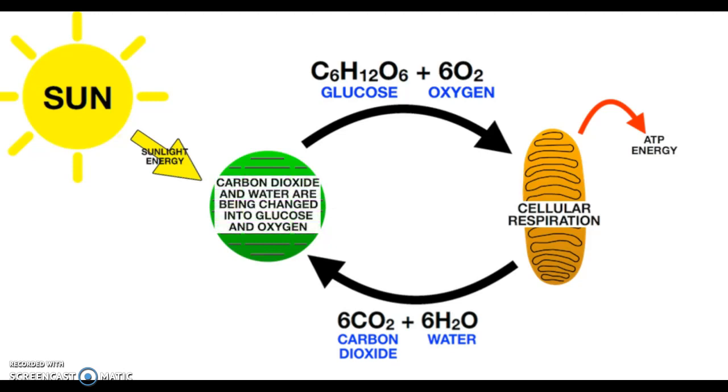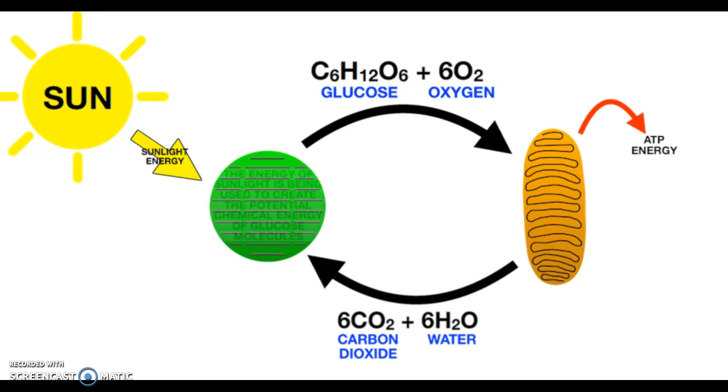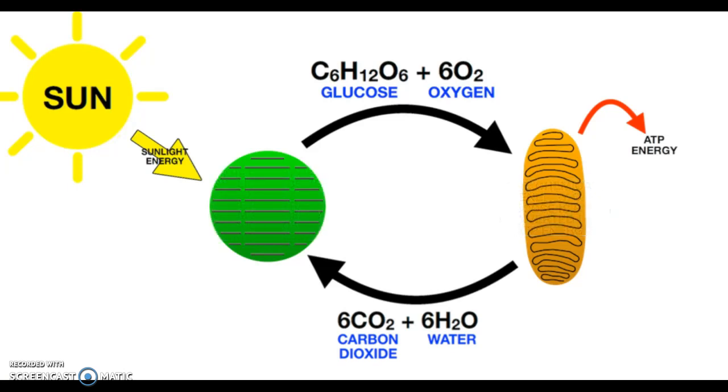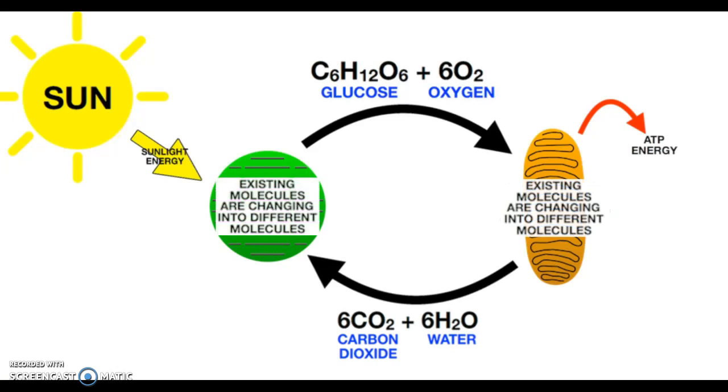Carbon dioxide and water are being changed into glucose and oxygen inside of the chloroplast, and inside of the mitochondrion, glucose and oxygen are being changed into carbon dioxide and water, and then also releasing ATP energy. The energy of sunlight is being used to create the potential chemical energy of glucose molecules, and inside the mitochondrion, that chemical energy of glucose is being converted into ATP energy. Existing molecules are changing into different molecules in both situations here.